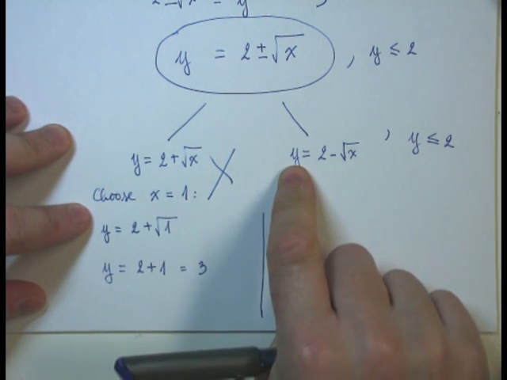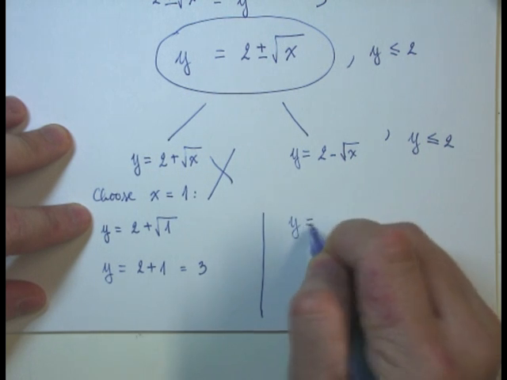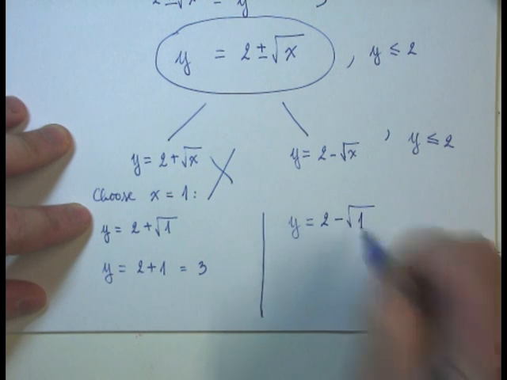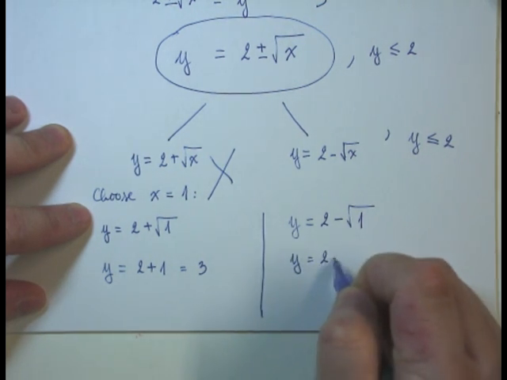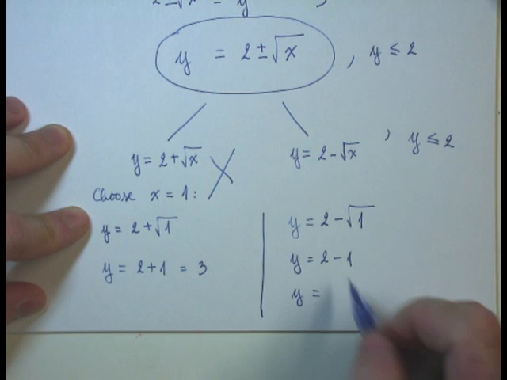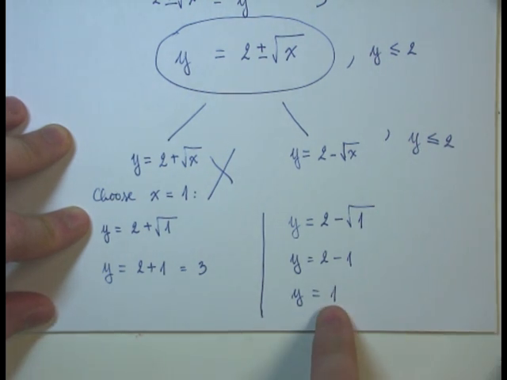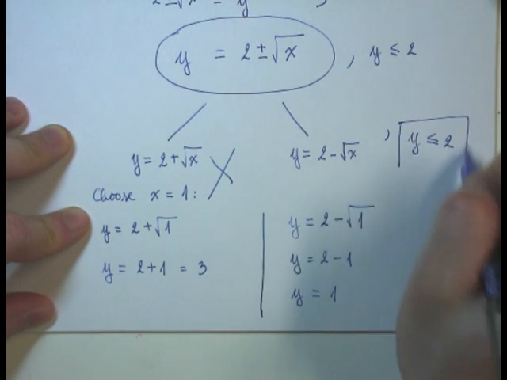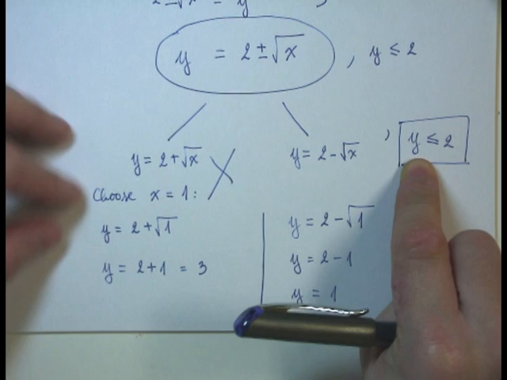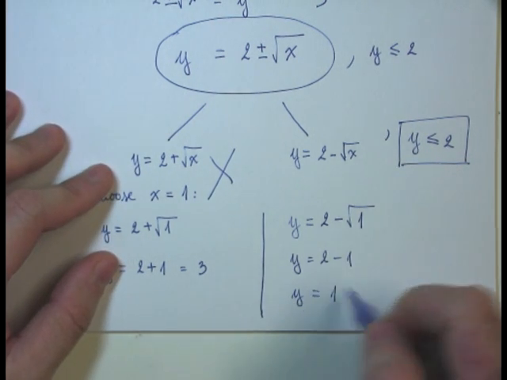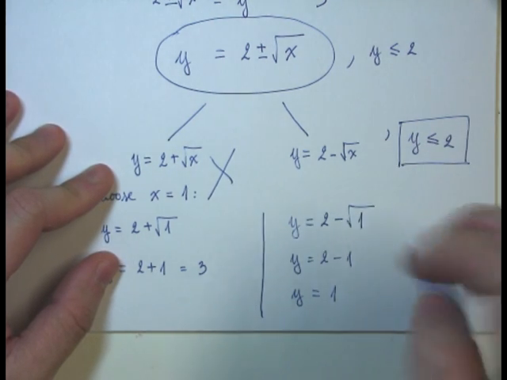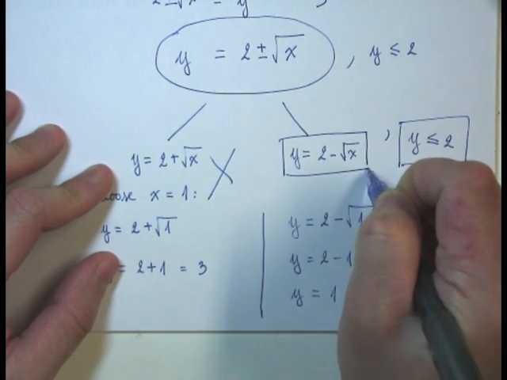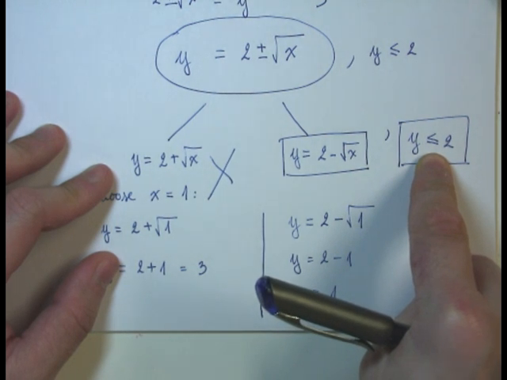If y equals the other expression, then when x equals 1 we have 2 minus the square root of 1, and that gives me y equals 2 minus 1, so y equals 1. And now y equals 1 makes it consistent with the condition, which requires y to be less than or equal to 2. So the result turns out that the right-hand side expression is the one that is consistent with the conditions.